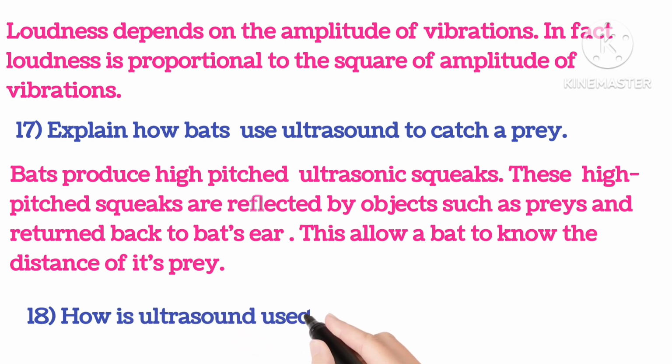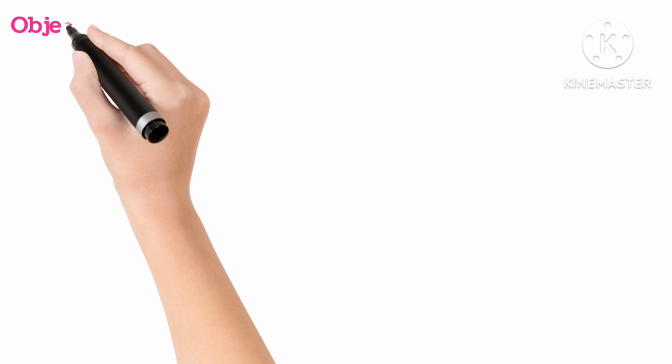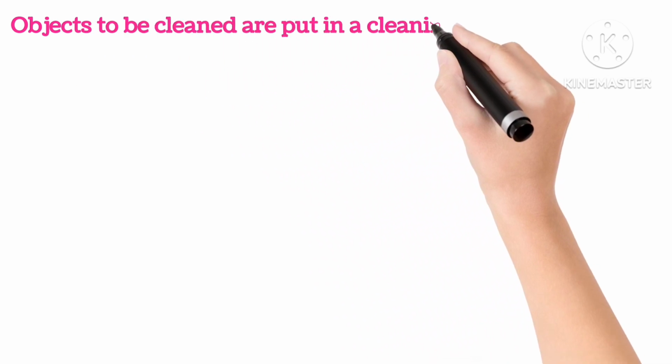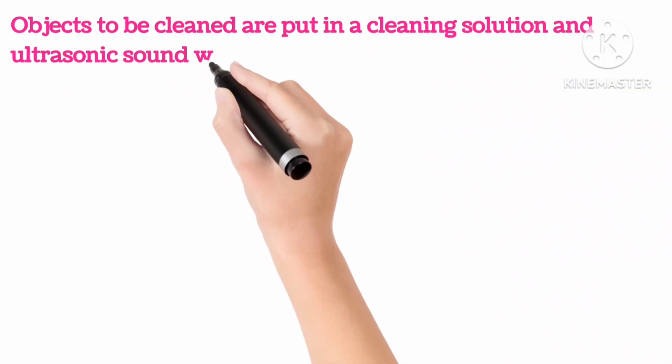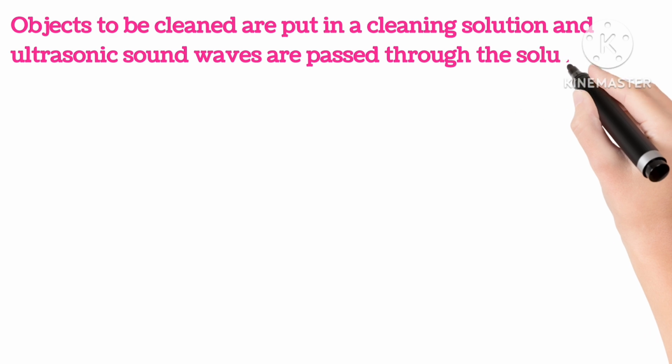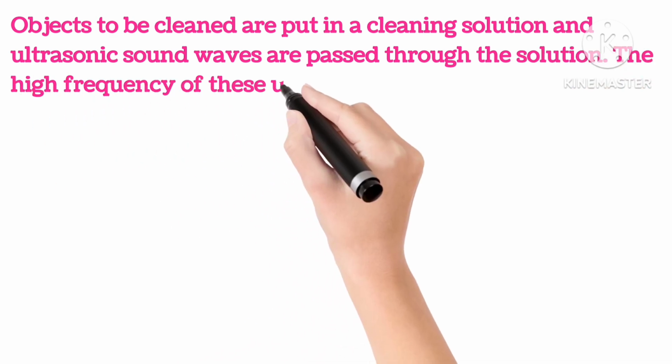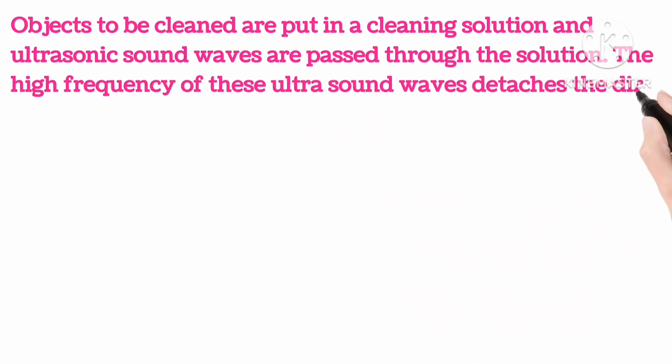18th, how is ultrasound used for cleaning? Objects to be cleaned are put in a cleaning solution and ultrasonic sound waves are passed through the solution. The high frequency of these ultrasound waves detaches the dirt from the objects.